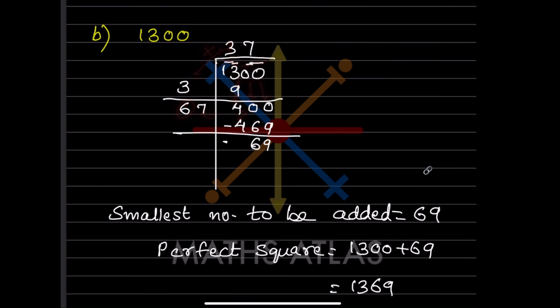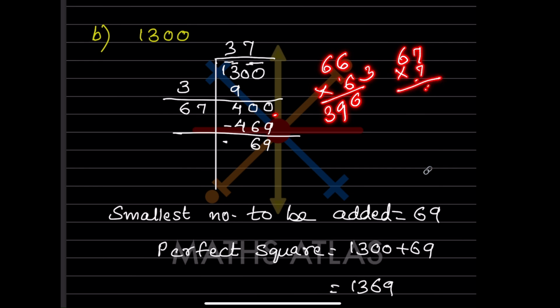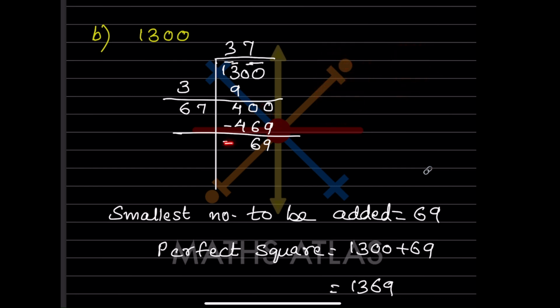So here now, see here, if you are looking for 66 into 6, so what do we get here? That is going to be 396, but then there will be a remainder, so we have to see that which should be subtracted. So we'll take the next number. That is going to be, if we do 67 into 7, that is going to be 469. So this is going to be 400 minus this one, so it is going to be minus 69. So the smallest number to be added is 69.